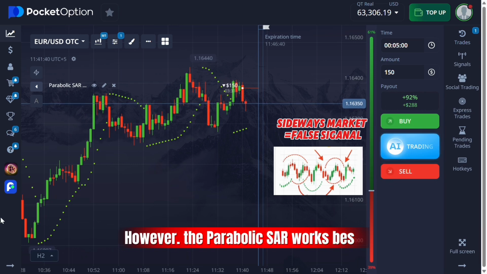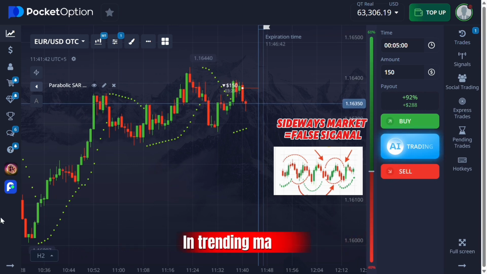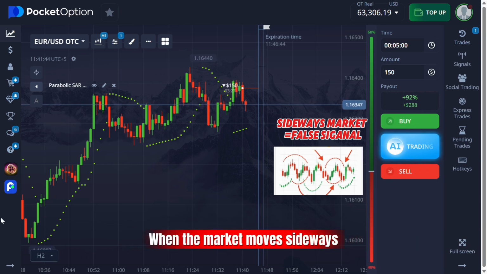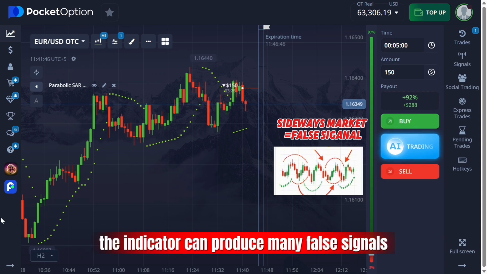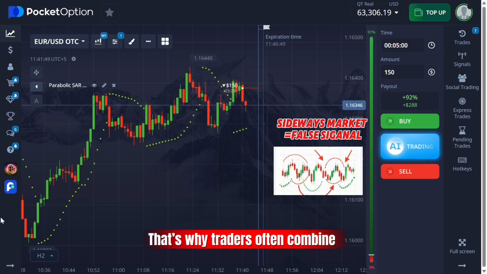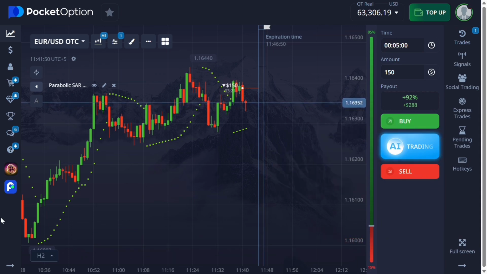However, the parabolic SAR works best in trending markets. When the market moves sideways, the indicator can produce many false signals. That's why traders often combine it with other indicators.